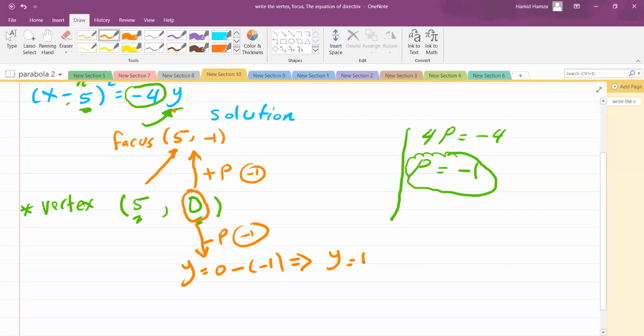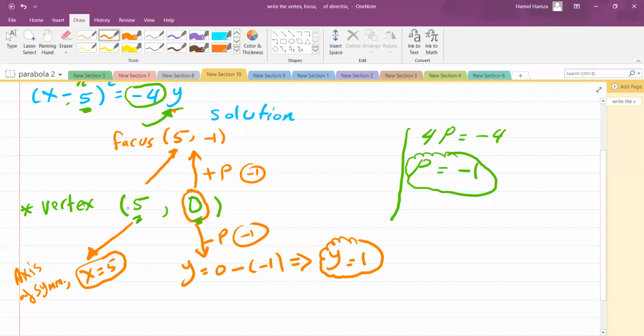Y equals 1. So this is the equation of the directrix. The last thing, the equation of the axis of symmetry, is the constant part, which we will not change. It is on the x part, so the equation of the axis of symmetry will be x equals 5. So I analyzed the equation.